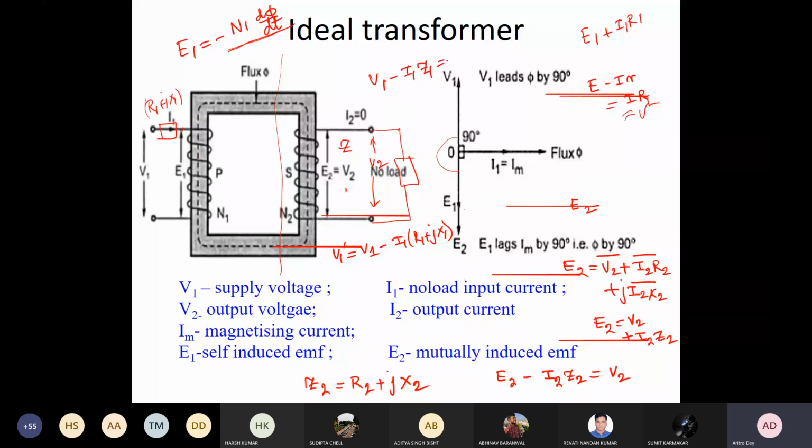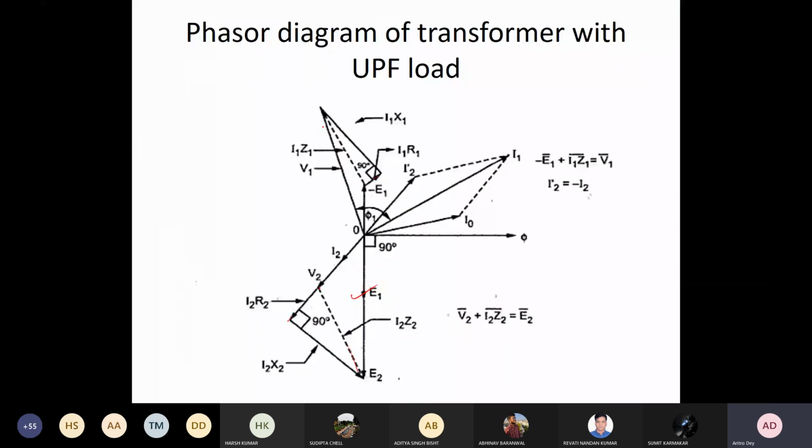So that's why we get V1 minus I1 Z1 is equal to minus E1. Because of Lenz's law, you are drawing it on the other side. Otherwise, magnitude wise it is the same. So when we draw it, this is E1, this is minus E1, then this drop, and that will give you your V1. Here it is E2 equal to V2 plus I2 into Z2, and this is a phasor sum.